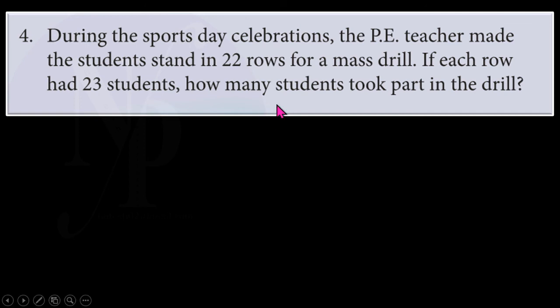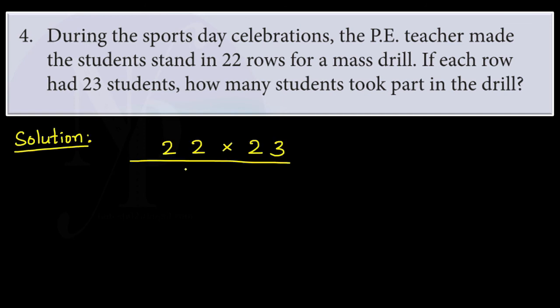We should multiply 22 by 23. Let's do it now to find the solution. So we have to find the product of 22 and 23. Let's multiply now. 3 2s are 6. Again 3 2s are 6. Now let's multiply by 2, but before that we should put a 0 here. So 2 2s are 4. Again 2 2s are 4.